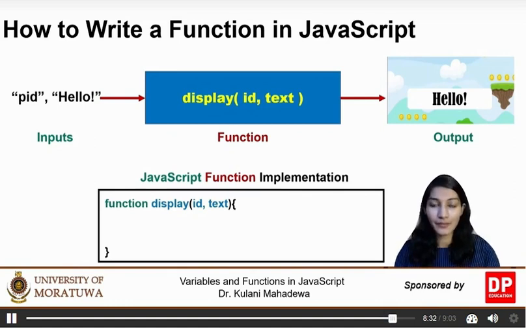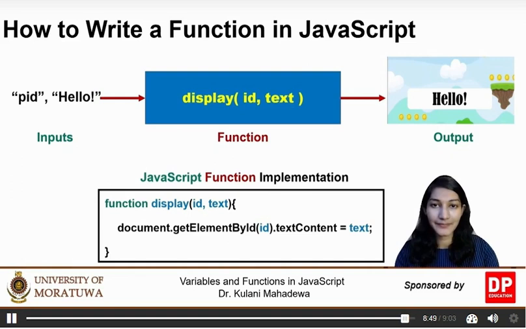Now can you write the function body? You already know how to display text on the web page using JavaScript. Previously we used the DOM API call. We can use the same here. In the same statement, we replace the values with input variables.